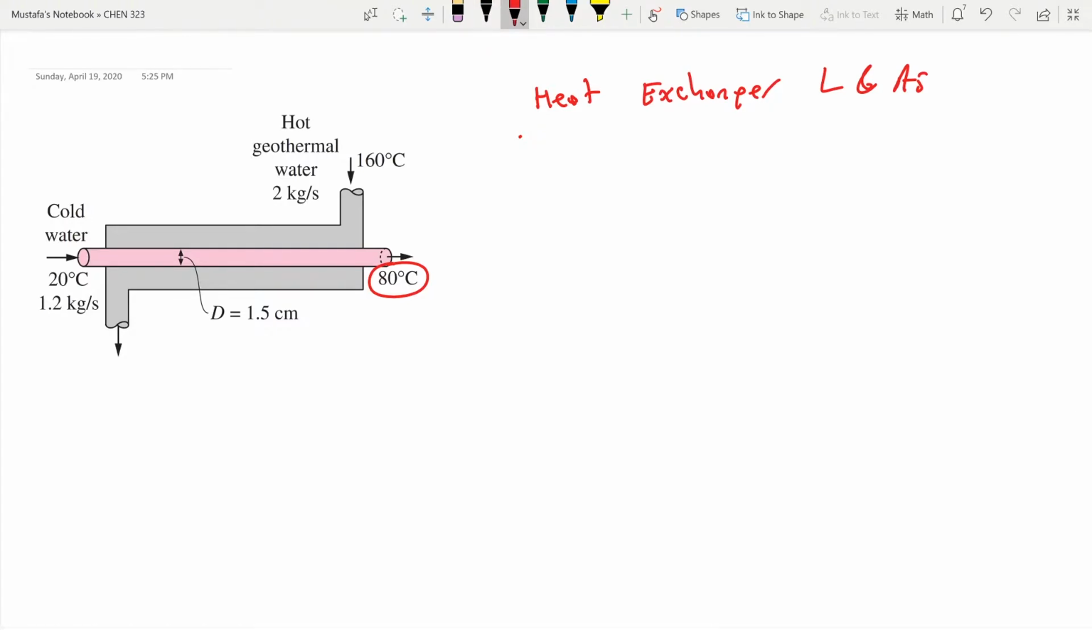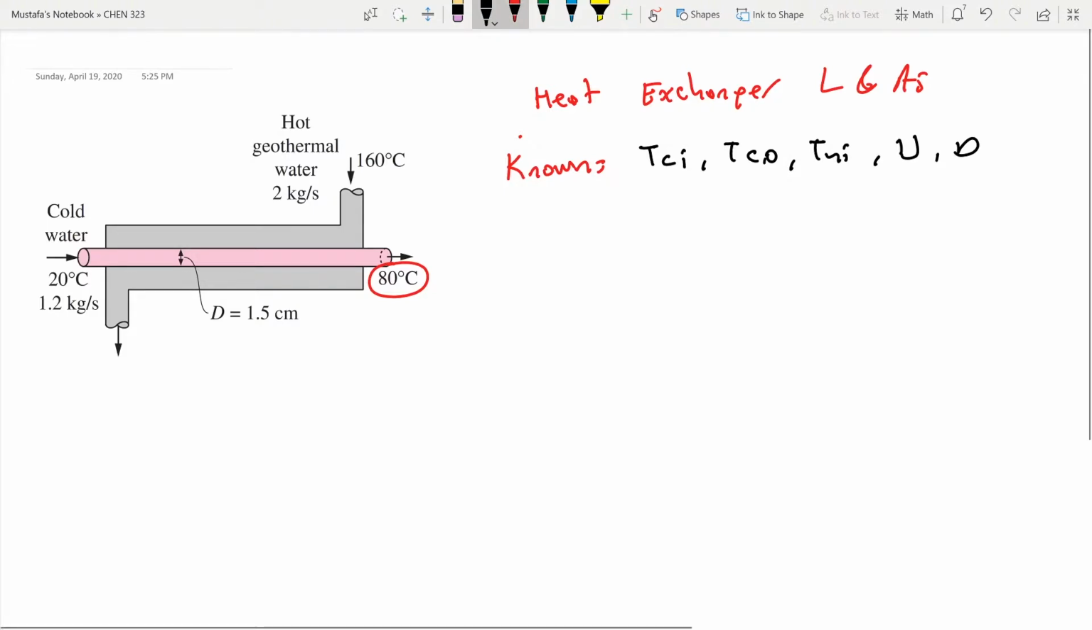Let's start with, so what do we know? We know T cold in, T cold out, T hot in, and we also know the overall heat transfer coefficient, and we also know the diameter. So what are we trying to find? Find the surface area and length.